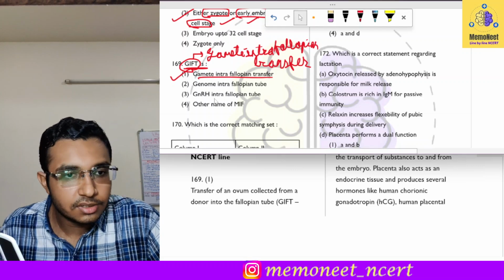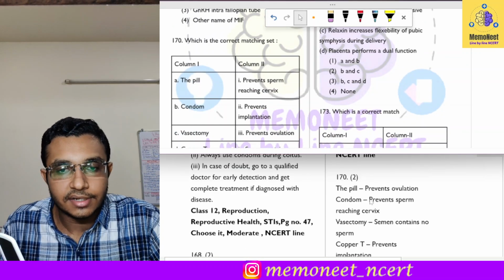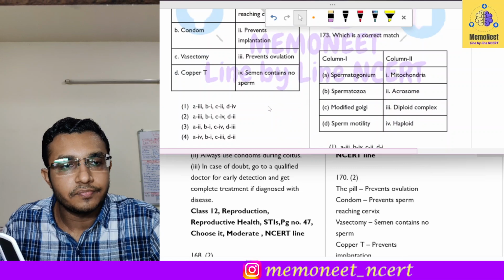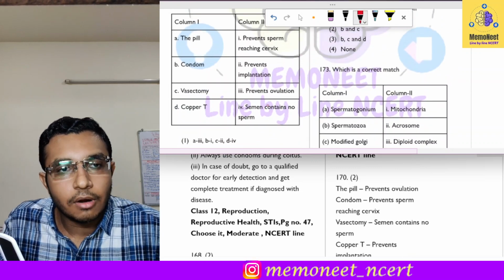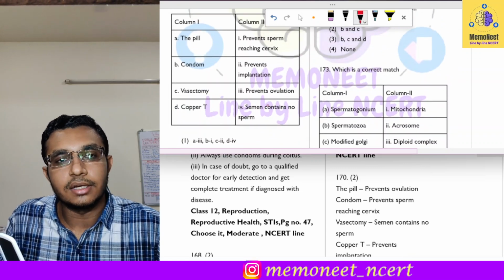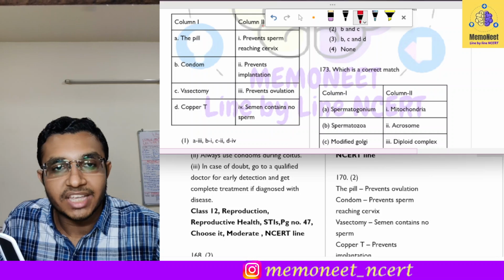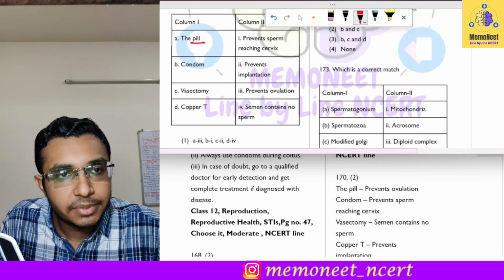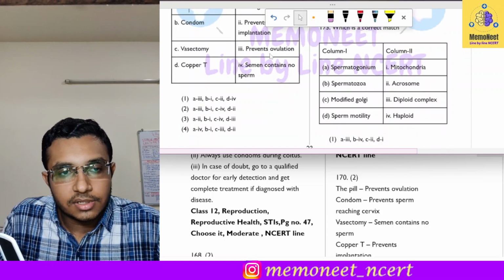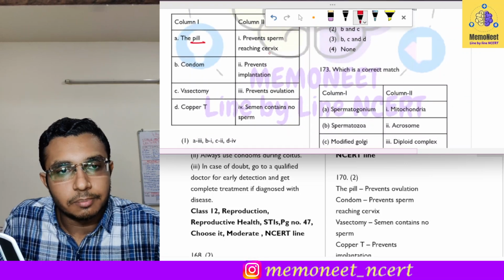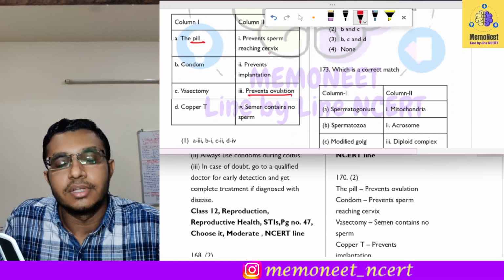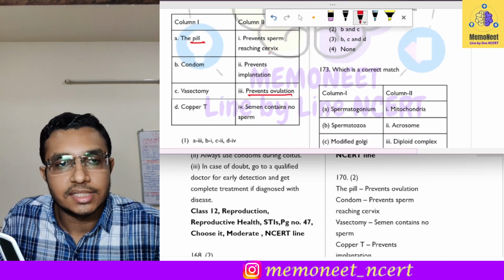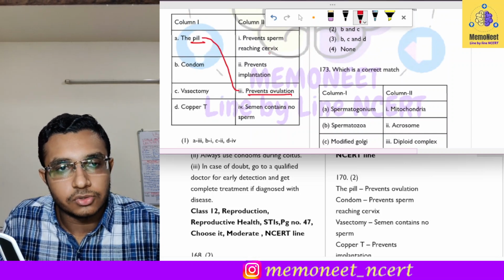The next question is question number 170. It is a match the following type of question. In this there are several contraceptive methods given, and in column 2 their mechanisms are given. So we have to match them correctly. The first is the pill. Now, how does the pill function? The pill prevents ovulation, and thereby prevents conception. So A goes with 3.